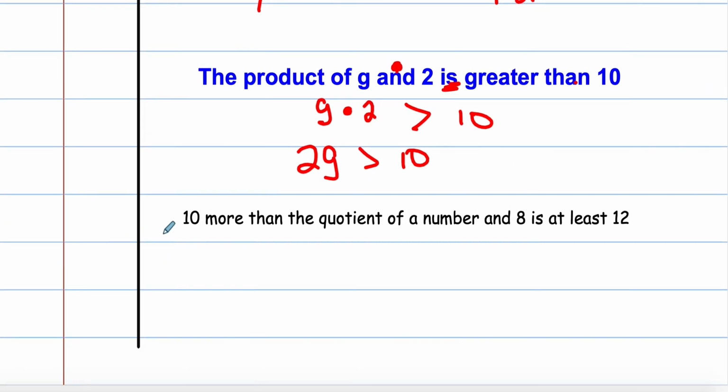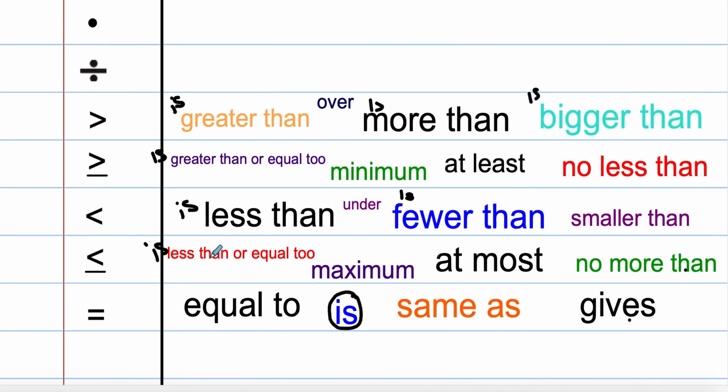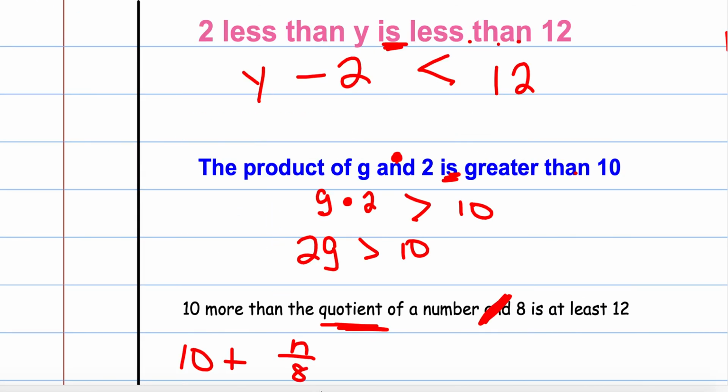Let's check this last one. 10 more than, there's no is, so that means plus. 10 plus quotient. Sum, difference, product, quotient: there's always an and, and that's where the division sign goes. So we have a number and 8 is at least. If you're concerned about that one, go back and look. At least, you can't have less, so that would be at least right here. So it'd be greater than or equal to 12, because it can't be smaller than 12. It has to be at least 12, so that's the smallest number it could be.